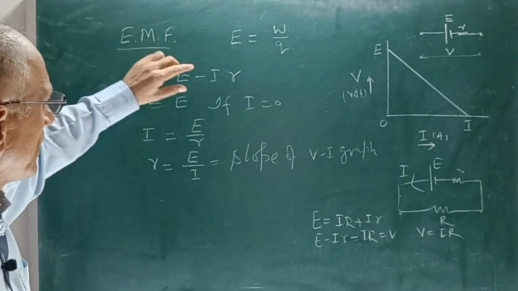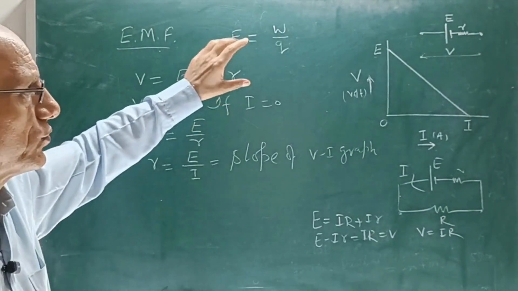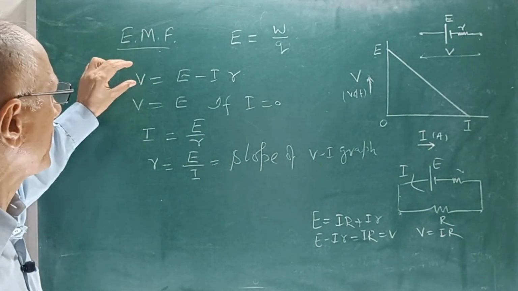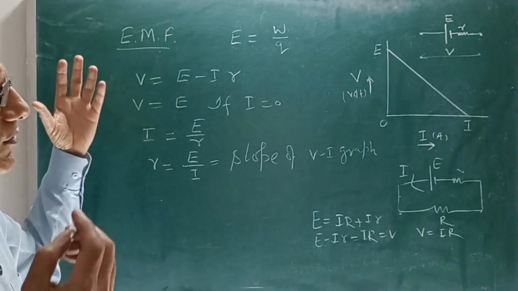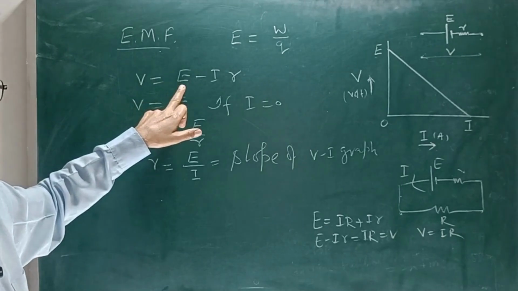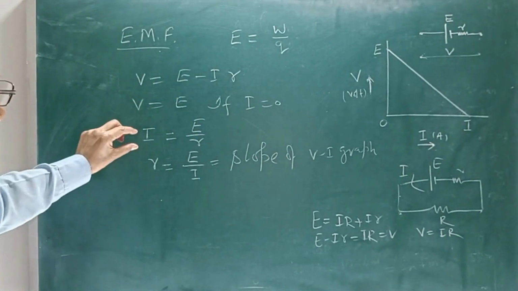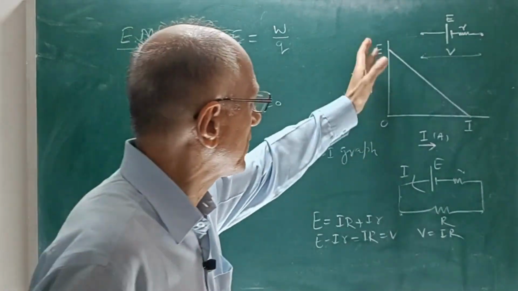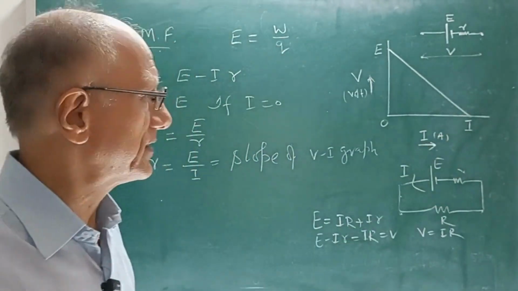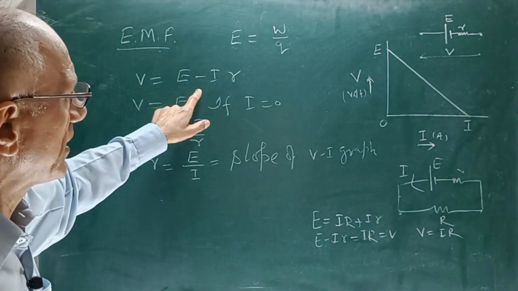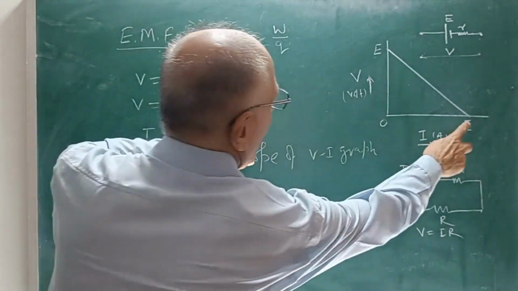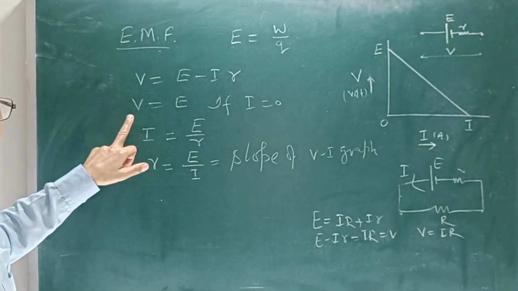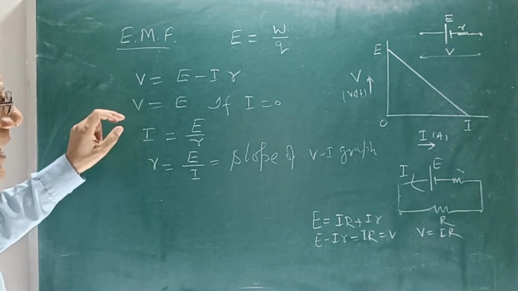So when this I will be 0, that means no current is drawn from the cell, it is an open circuit, that time the V, the potential difference between the two terminals of the battery, will be the EMF. If we plot the graph between V and I, then we will get the graph like this. And it is very clear from here, when I is 0, that time the V is equal to E, which is very clear over here by the definition of the EMF.